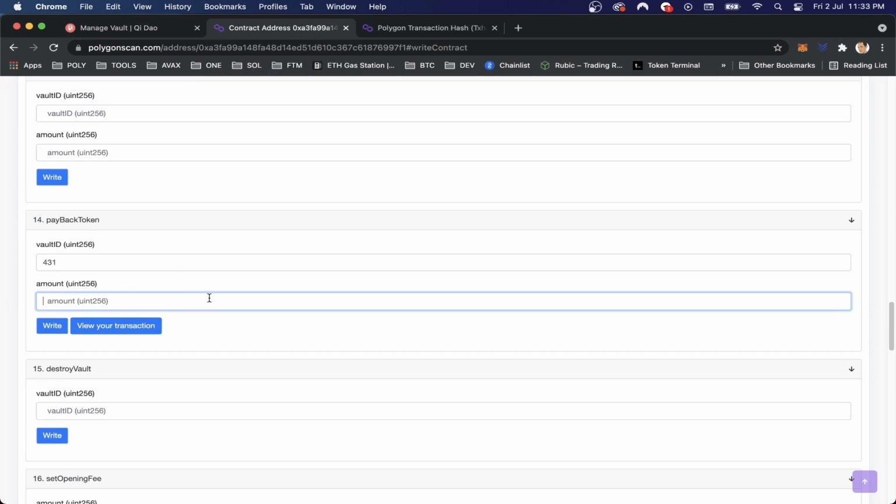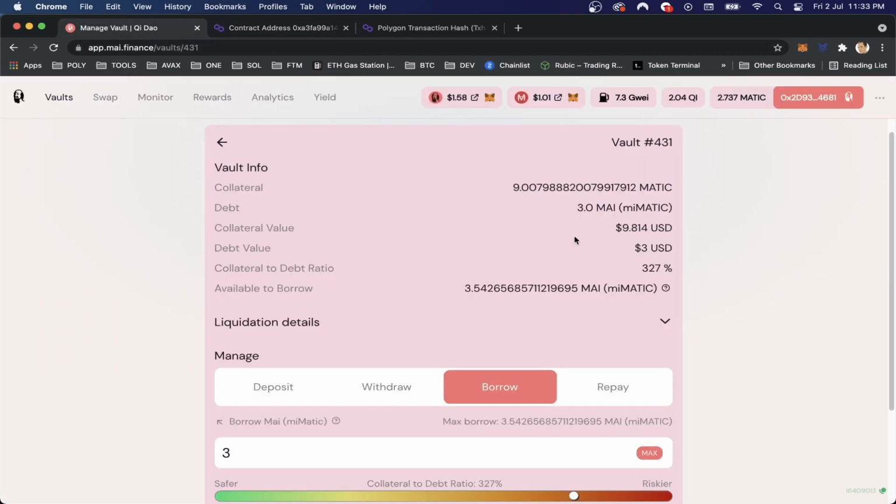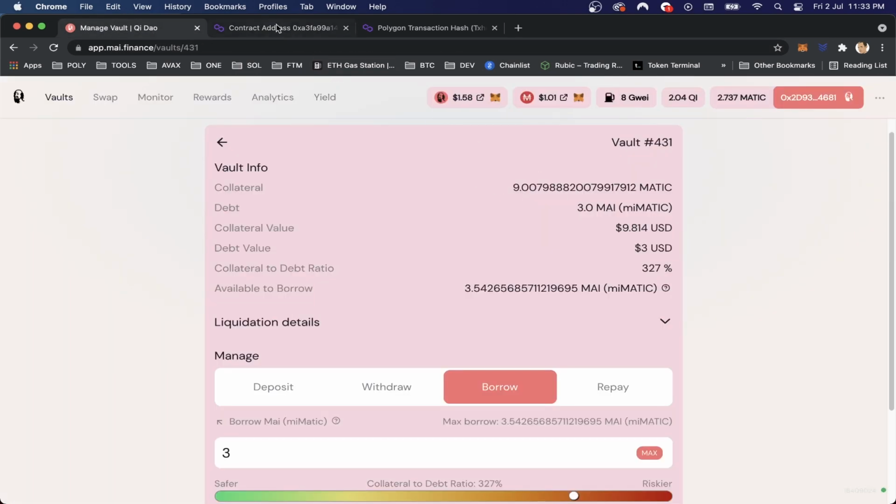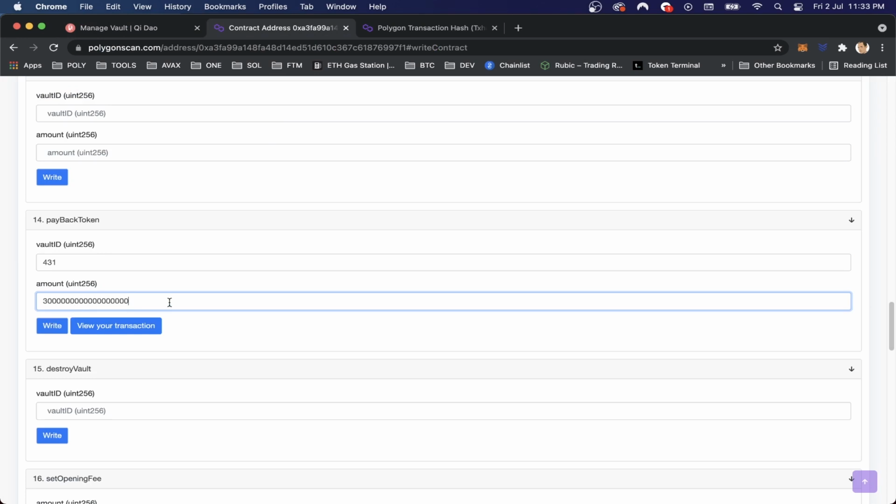So I'll show you what I mean. Okay, this is how you do it. So usually we will put in 3 followed by 19 0. Okay, so we've got our 20 character number, but then we need to differentiate for the contract where the decimal point is. So if the decimal point is after the first number, we remove 1 digit. If the decimal point is after the second number, we would remove two digits. So if we were doing $30, then we would remove 2 digits.